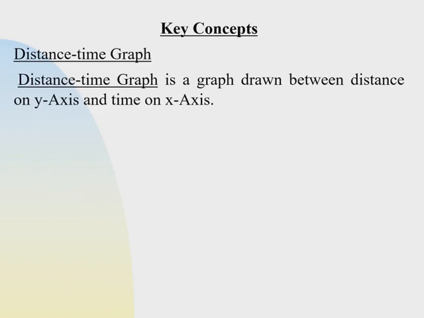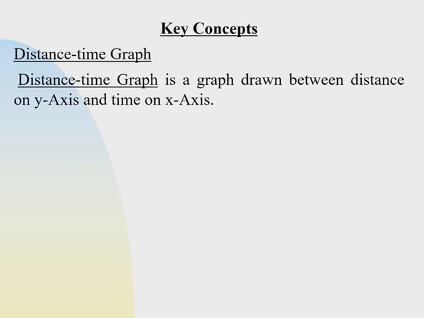First one, distance time graph. A distance time graph is drawn with distance on the y-axis and time on the x-axis. Whichever type of graph we take, if it is related to time, time always goes on the x-axis and whatever remains goes on the y-axis. So based on what is given on the y-axis and x-axis, we name the graph. For example, distance time graph means distance on the y-axis, time on the x-axis.